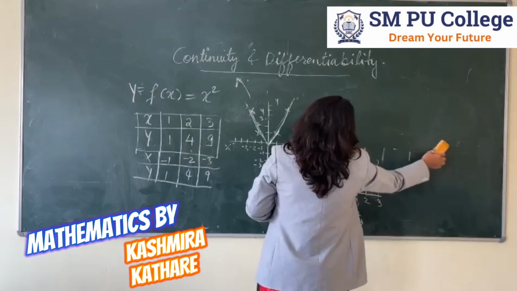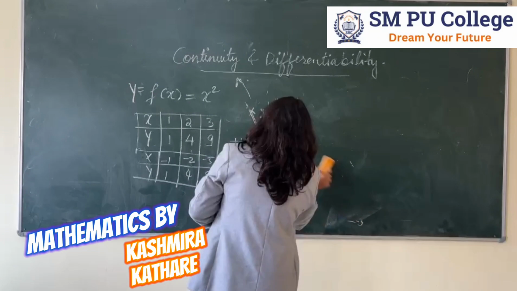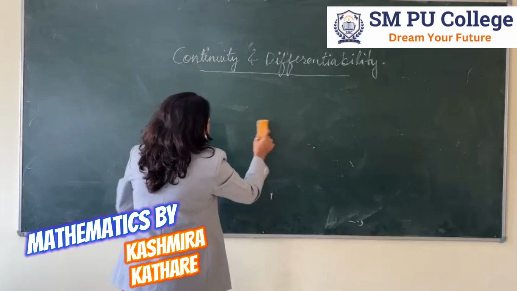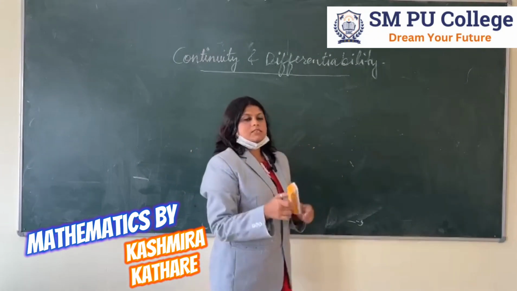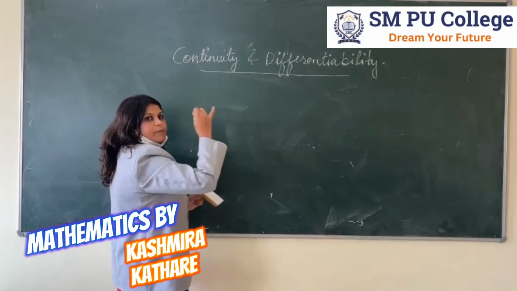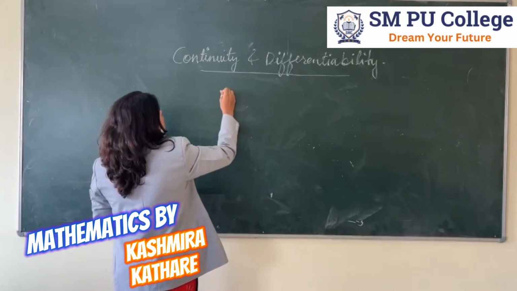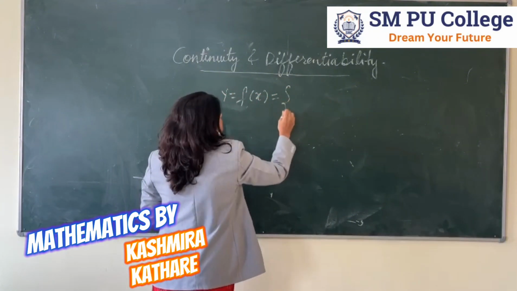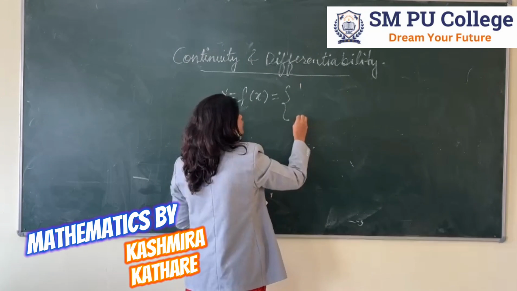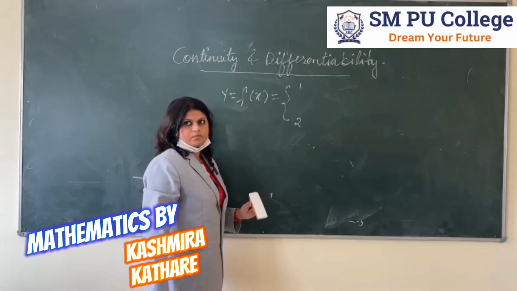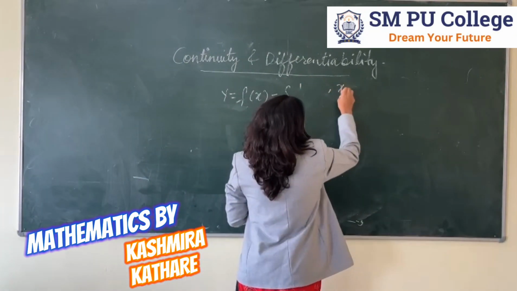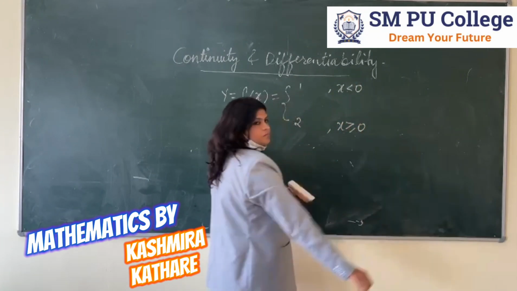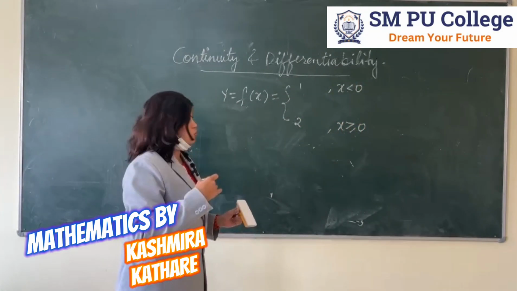So, next, discontinuity. What do we mean by discontinuous? This is all about a continuous graph. A discontinuous graph is one where the graph breaks down. For example, if I take y is equal to f of x, a function with, suppose, two values, 1 and 2: 1 when x is less than 0, and 2 when x is greater than or equal to 0.